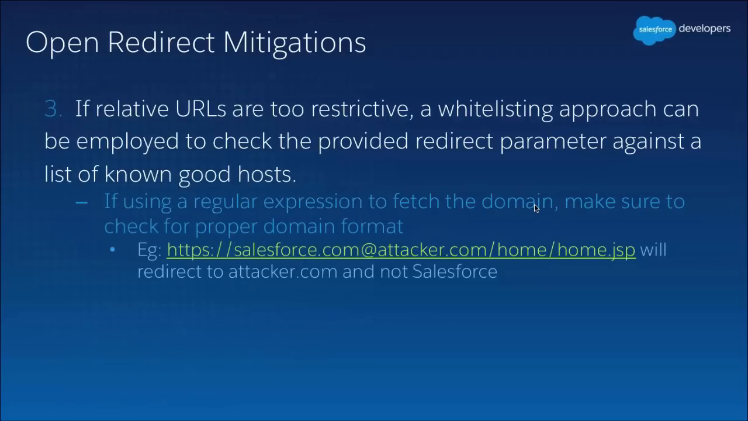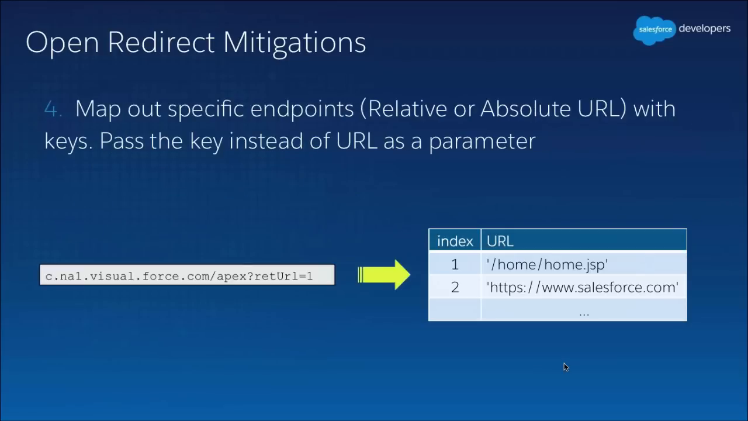Just a thing to note here: the way the URL and domain are constructed, there could be a lot of corner cases. For example, as you can see here, there's actually an @ symbol in the domain name. This is actually a valid URL. If your regular expression is not doing a good job of fetching the right domain name, it can fetch salesforce.com, which could be a valid whitelisted domain. But this URL actually redirects to attacker.com, which is not a whitelisted domain, and the user can use such an attack to fool the regular expression that you have.